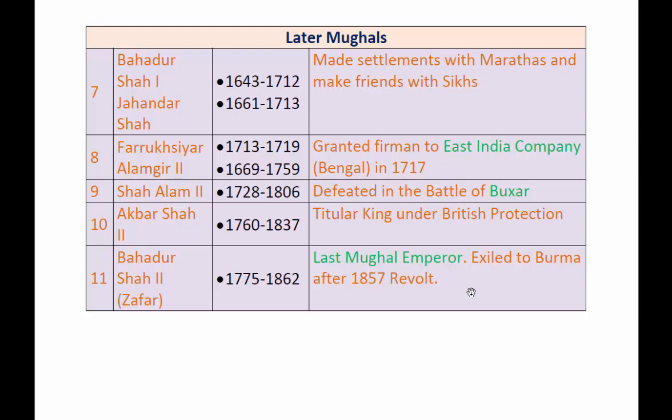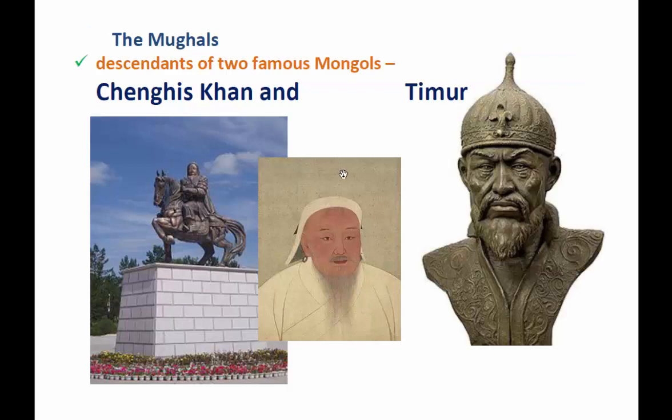So that was the end of the Mughal rule in India. Right from Babur up to Bahadur Shah, we will see some of the important things that happened during this time. We'll start with the Mughals. Basically, as I have already mentioned, they were the descendants of two famous Mongols. In the previous classes we have learned something about Genghis Khan and Timur. They were Mongols, which means the Mughals were basically of Mongolian races.